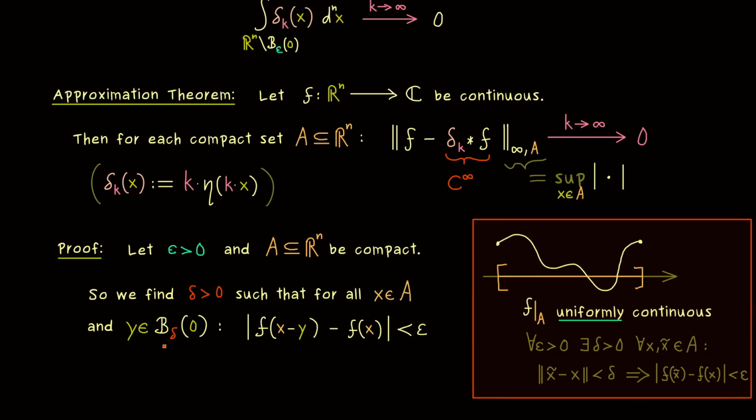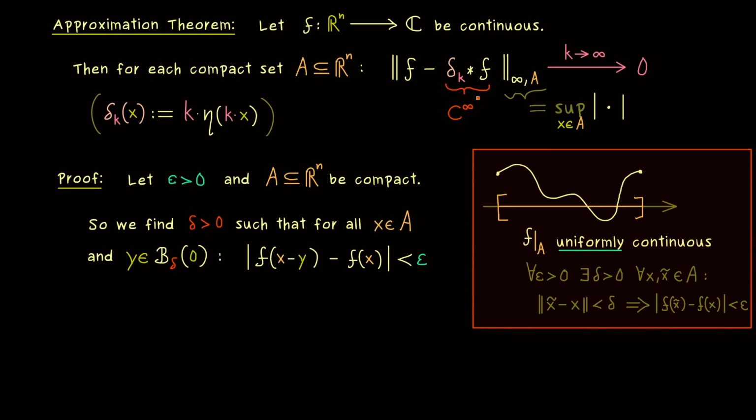So what we put into the function f is first x minus y, and the second point is just x. So by definition, the distance between both points is less than delta, such that the outputs have a distance less than epsilon. So this is what we need, simply because we have the convolution involved. And now we can just calculate our supremum norm as we have it here.